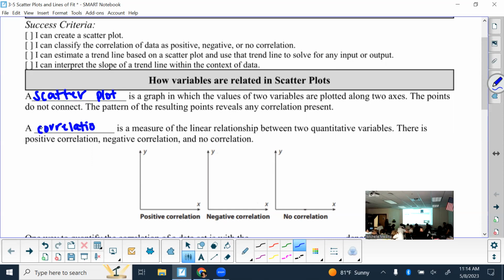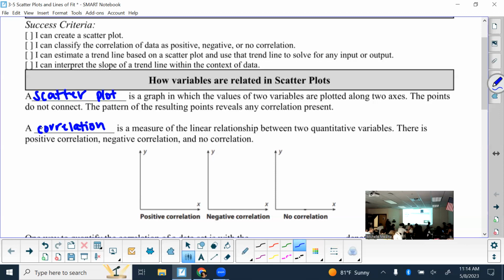A correlation, that's actually what this thing is. It's kind of like a relationship between the variables, or a pattern between the variables. So it's the measure of the linear relationship between two quantitative variables. What does quantitative mean? Numbers, numerical values. So like age and shoe size.